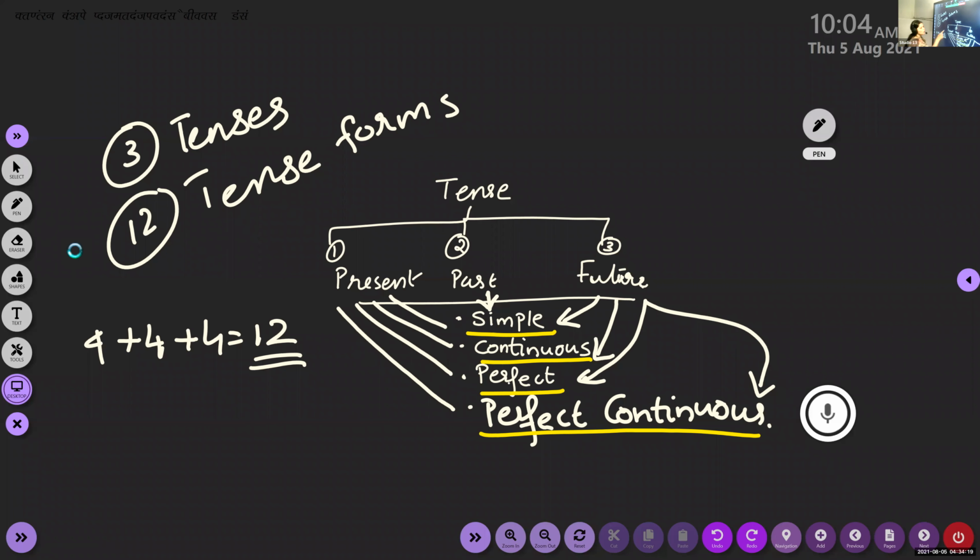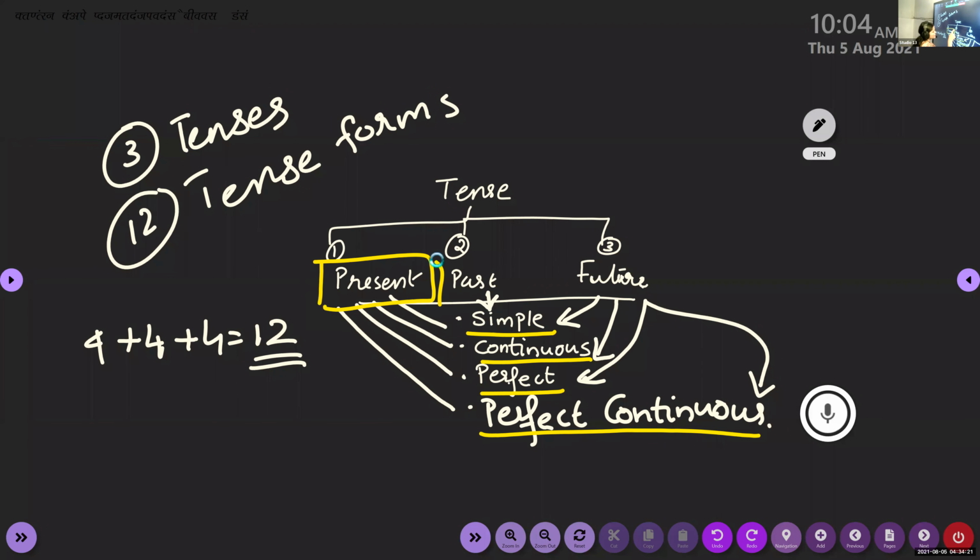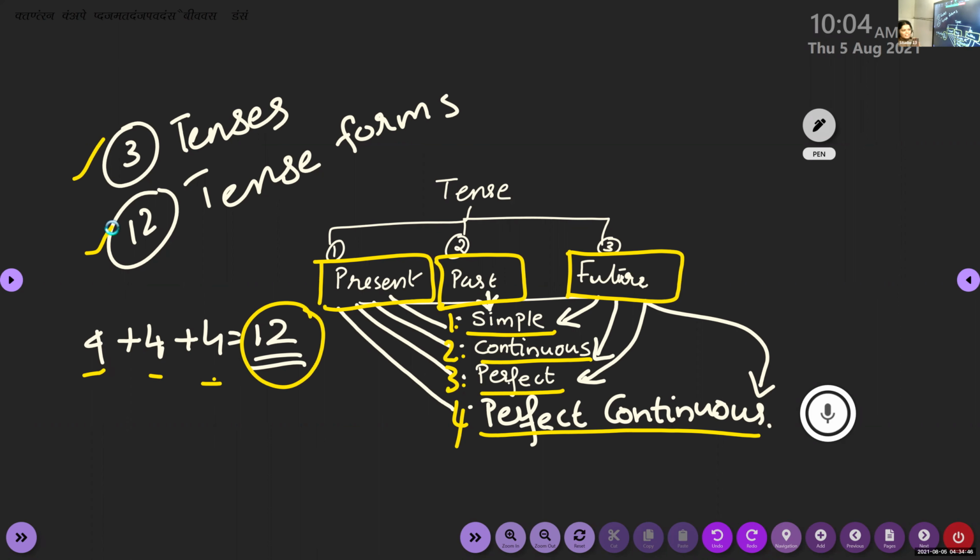Please note it. Tense is divided into three: present tense, past tense, and future tense. Under each tense, you can see four forms. First one is simple form, second is continuous form, third is perfect form, and fourth is perfect continuous form. So altogether, 4 plus 4 plus 4 is equal to 12 tense forms. There are 3 tenses and 12 tense forms. I know that this is clear. It's registered fully in your mind. Children, there are 3 tenses, 12 tense forms.